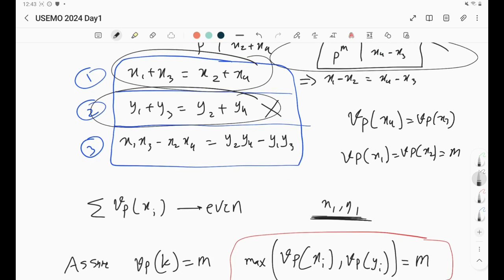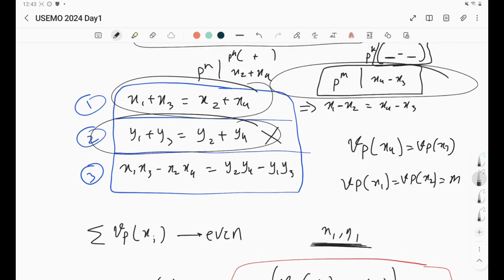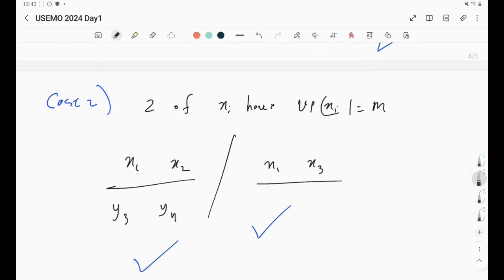unless both of them have exactly the same VP, right? In that case, when you take p to the something from both of them, the subtraction or the addition, the remaining part is going to be divisible by p as well. But of course, that was to our advantage here. Anyway, that was case 2.